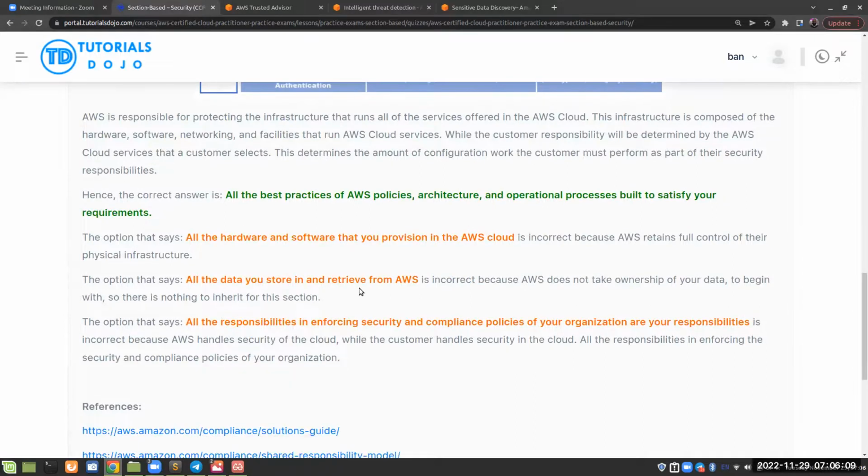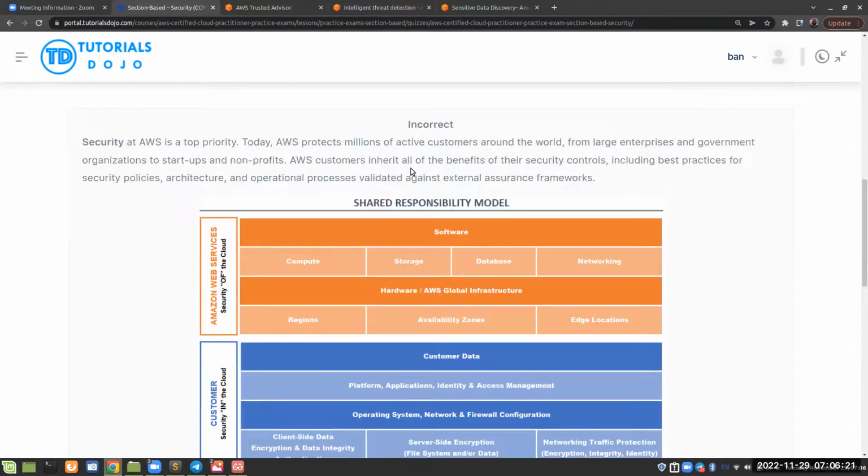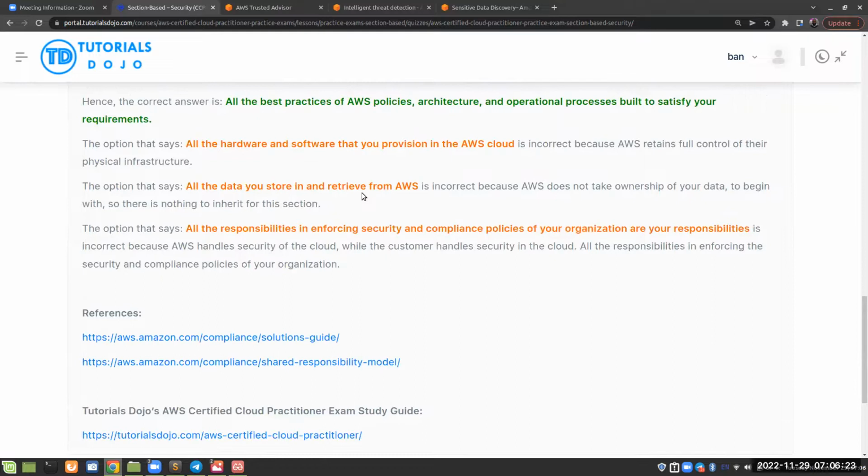The option saying all the data you store and retrieve from AWS is inherited is incorrect because AWS does not take ownership of your data to begin with. So there's nothing to inherit, right? So all the data you store in AWS, remember when you sign up, what do you inherit? The data you store belongs to you. It does not belong to AWS. So you cannot inherit data that already belongs to you. That's what this one is explaining here. AWS doesn't even have ownership of it, so you cannot be inheriting it from AWS. It's your data, right?